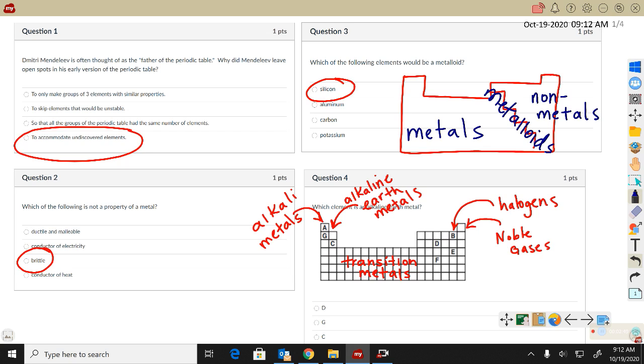Aluminum is a metal, potassium is a metal, and carbon is definitely not a metal. If you think about a chunk of charcoal, that's carbon. It's not metallic. You can scratch it with your fingernail.